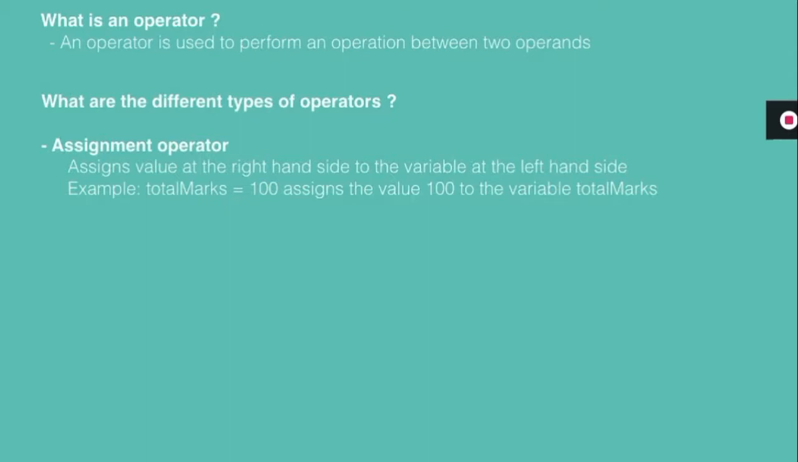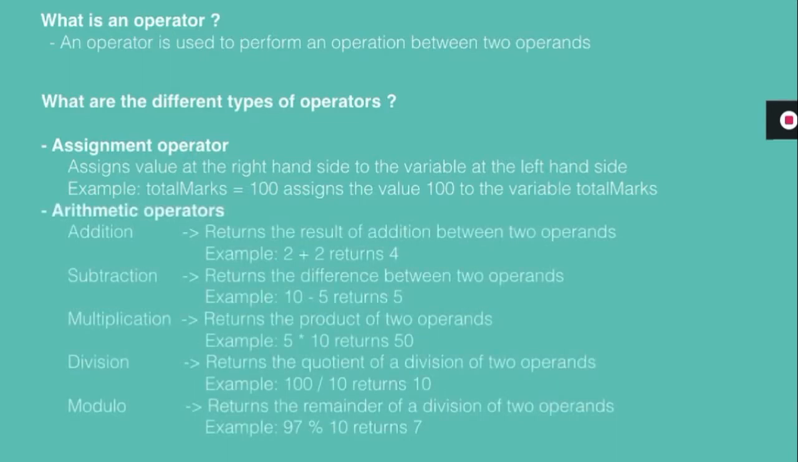Then we have the division operator. What division does is it gives us 100 divided by 10, something like that, so it returns the quotient of the division of two operands. Then we have the modulo. So modulo returns the remainder of a division of two operands. So the example over here, as you can see, 97 divided by 10 would give us 7, because 9 would be the quotient and 7 would be left as the remainder.